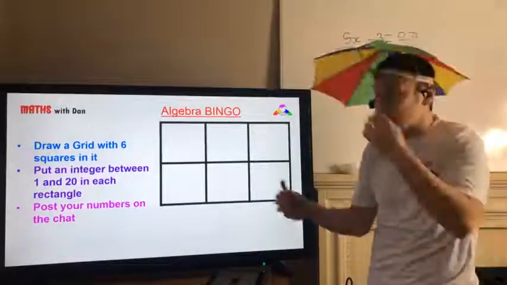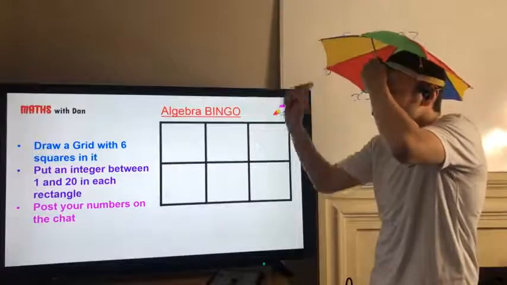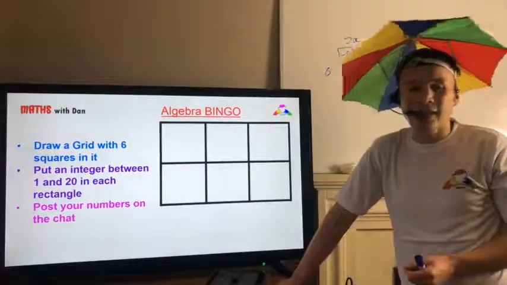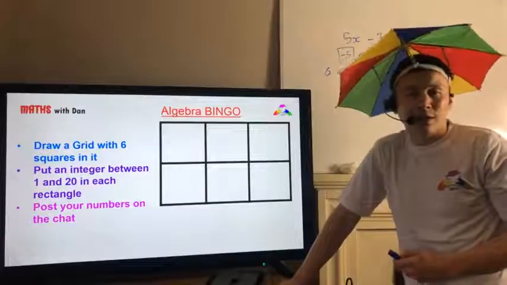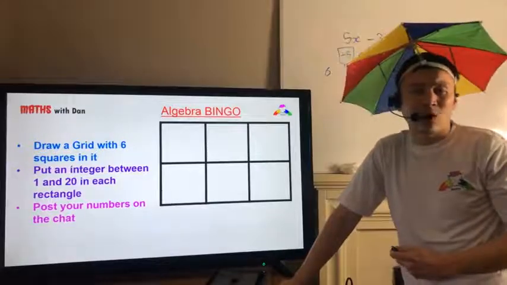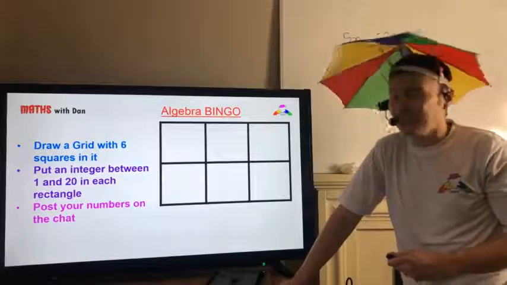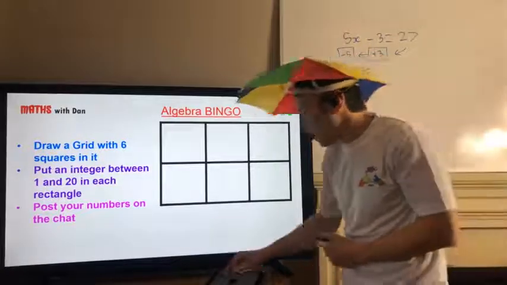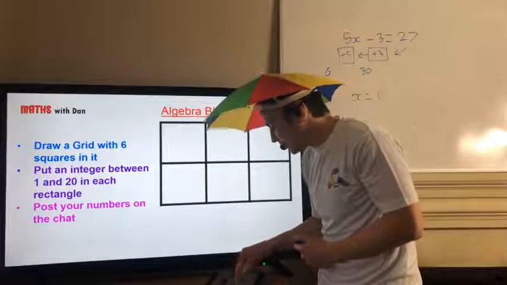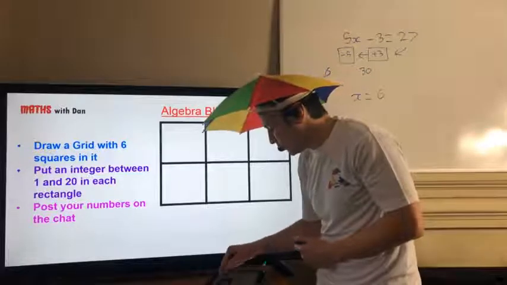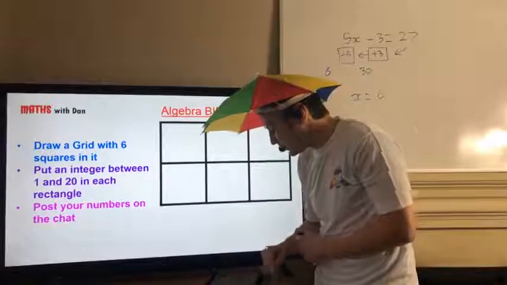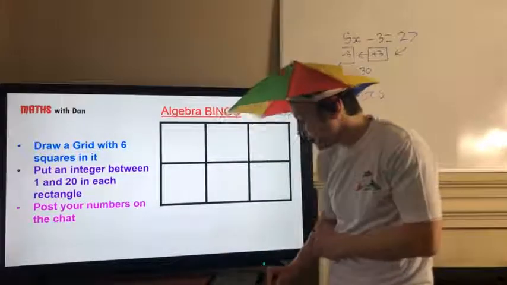If you've got a printout, you've got 6 squares. Otherwise, just write down 6 numbers and put an integer between 1 and 20 in each rectangle. What's an integer? It's a word I need to use more as a teacher. Does anyone know what an integer is? It's one of those words you need to use more, but we just don't.